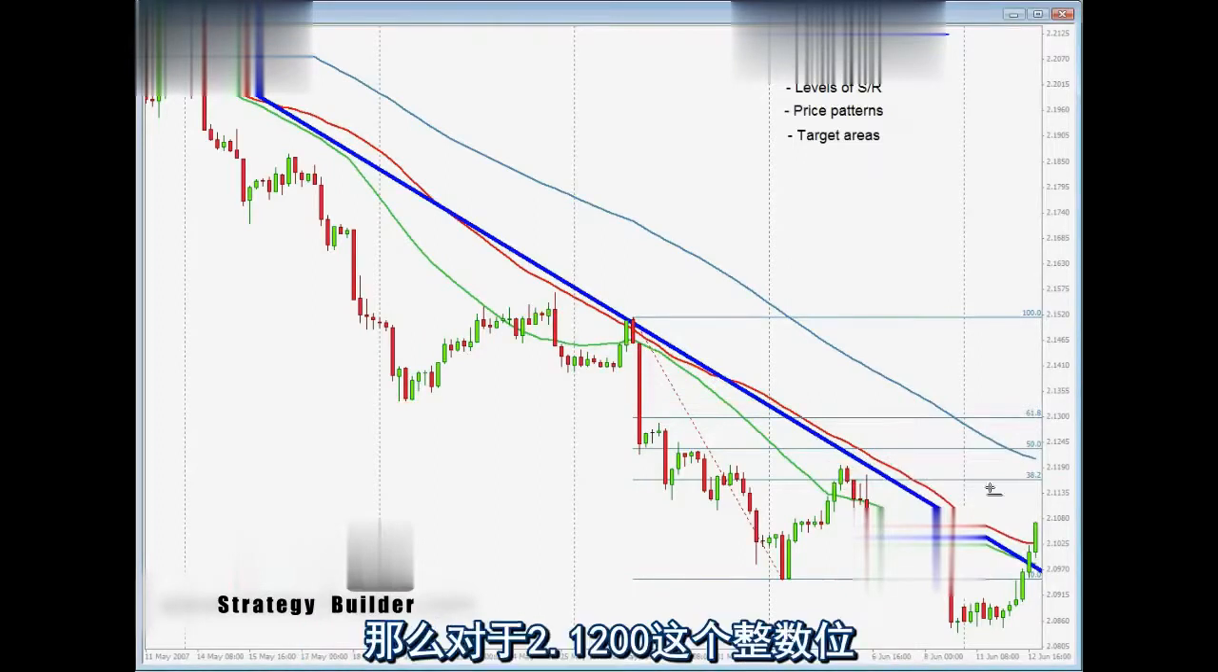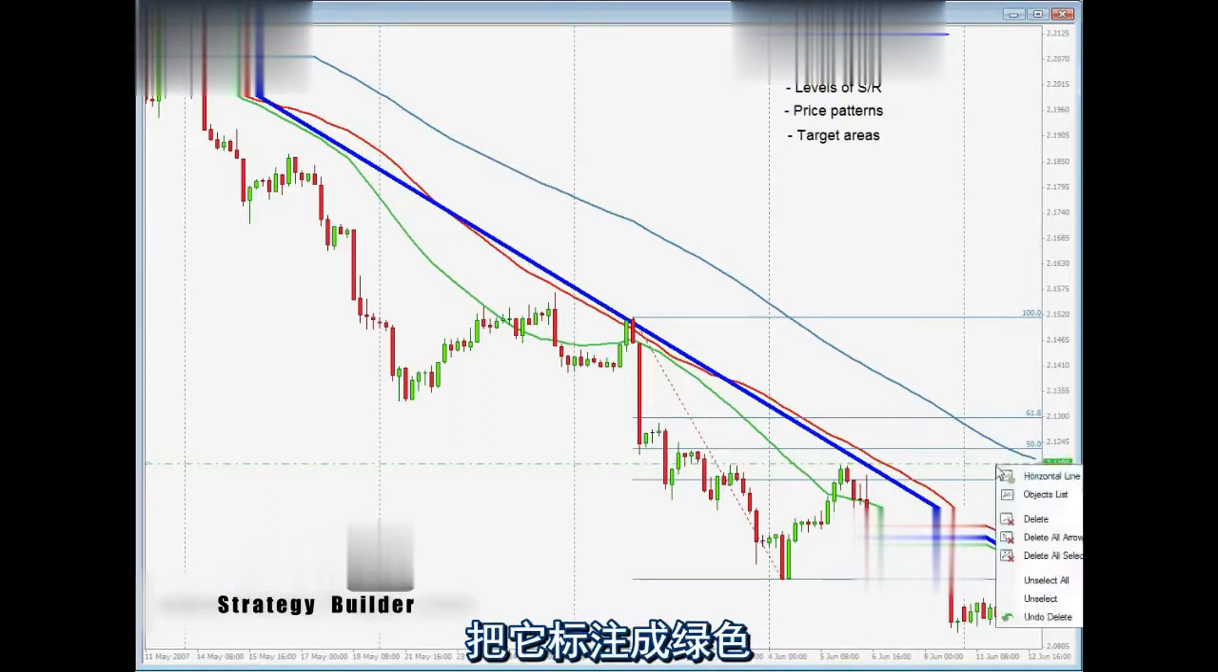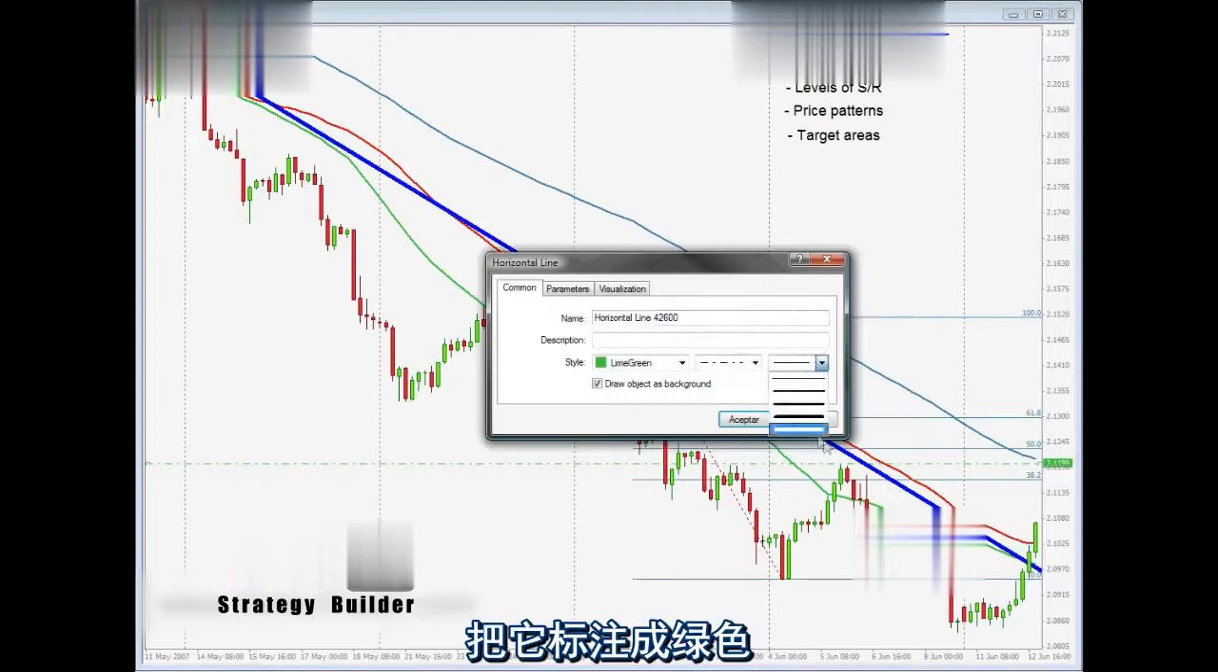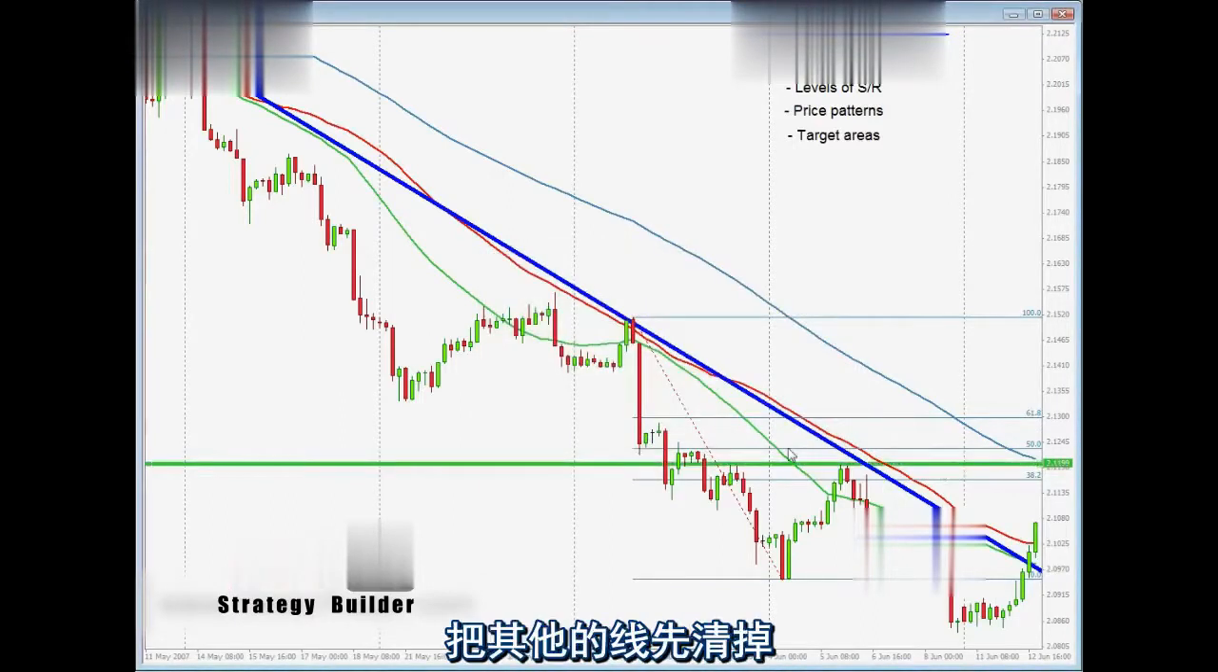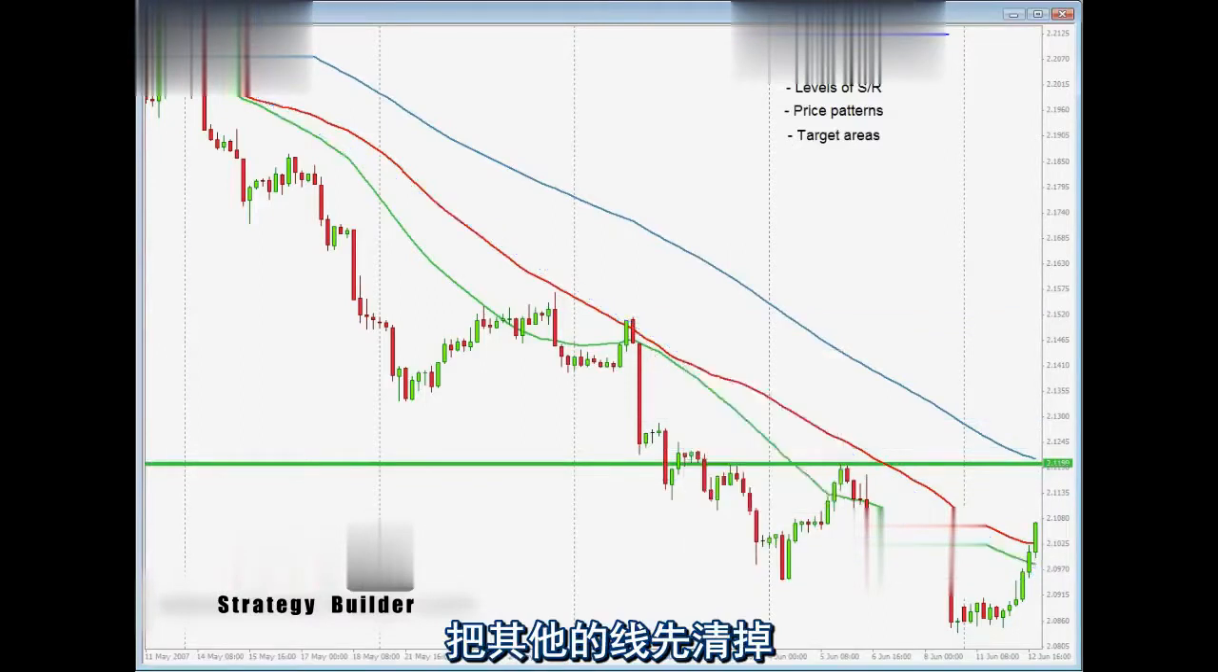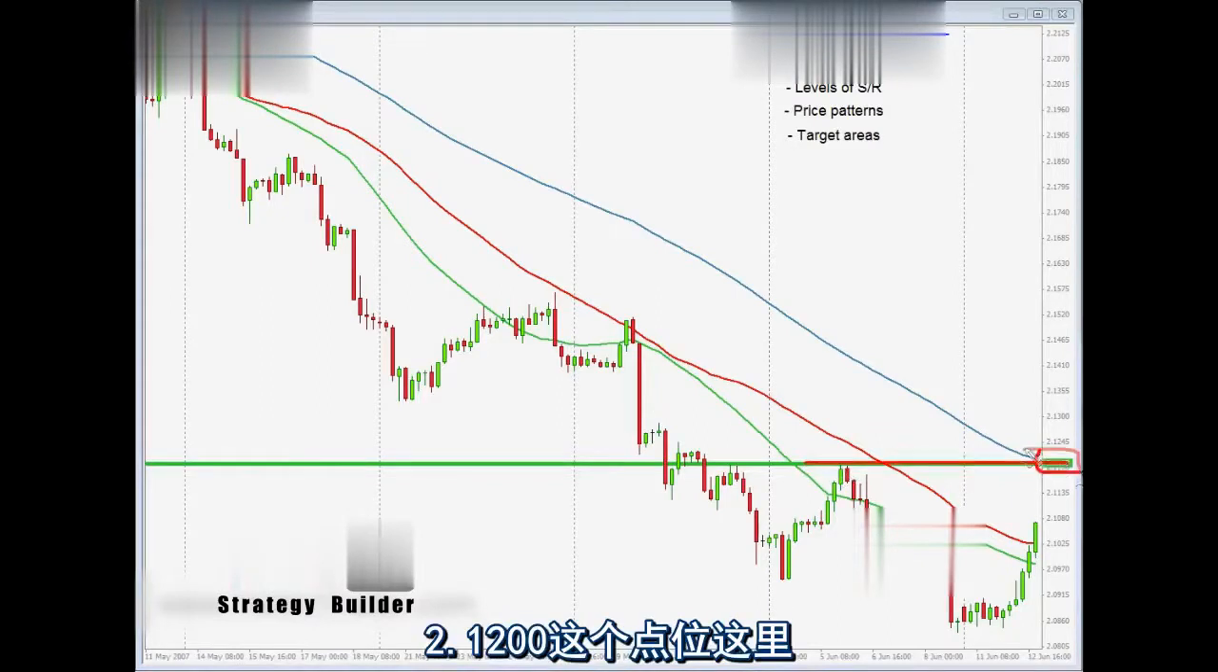Okay, so I make a mental note that the 212.00 area, the round number, I'm going to mark in deep green. Deep green right there. That's an area. And now let me remove all my different lines to clean up my chart. So I know that around the 212.00 level I have different elements making a strong confluence of resistance at that level.